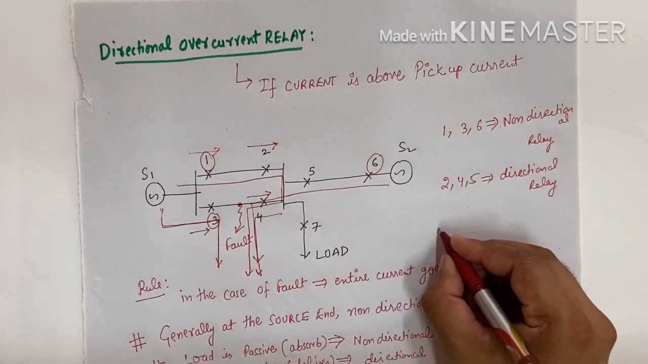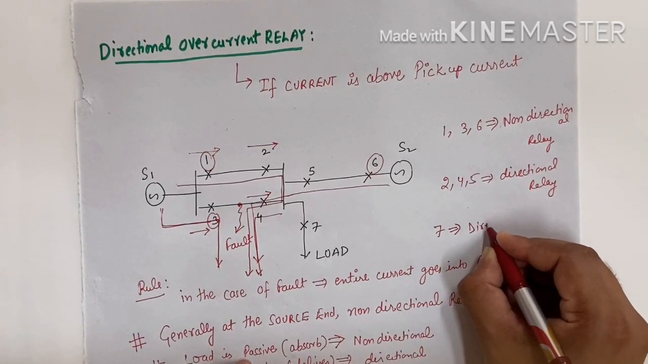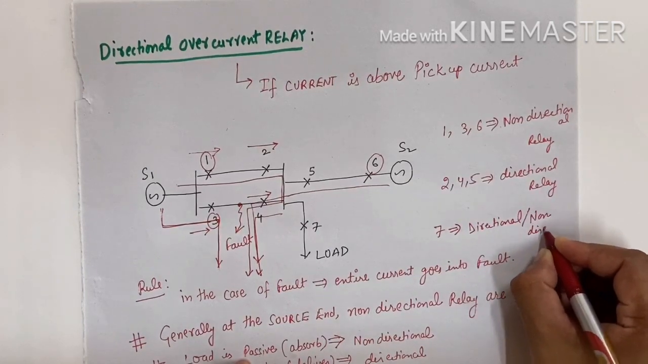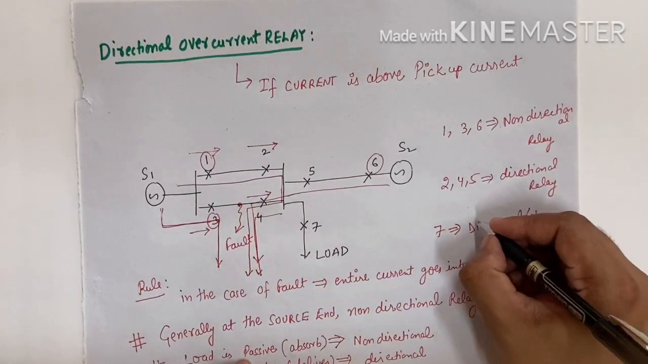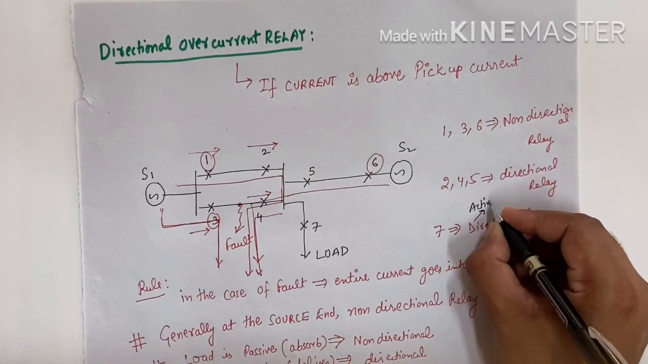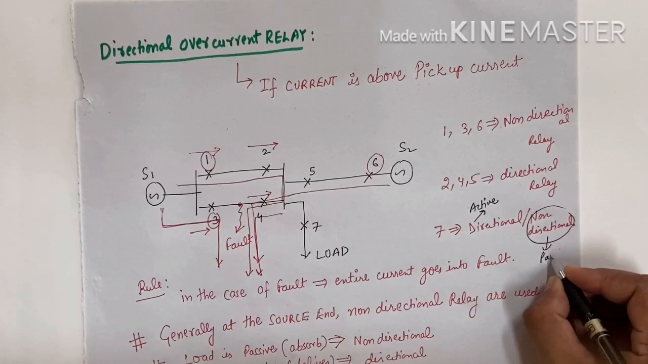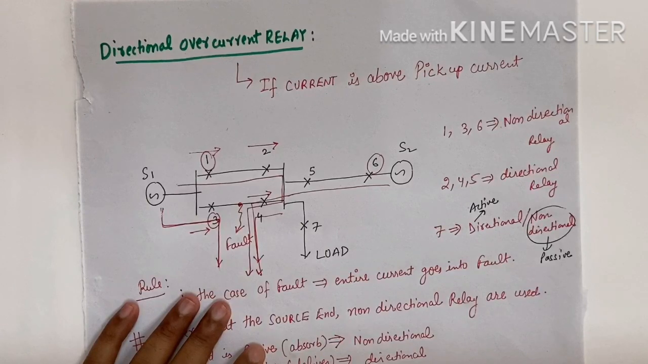So you have to write here that the 7th relay will work as a directional relay as well as a non-directional relay depending on the nature of the load. If the nature of the load is active, it is called a directional relay, and non-directional if it has passive nature. It is clear to you? Then you will recognize where we will place non-directional relays and directional relays.